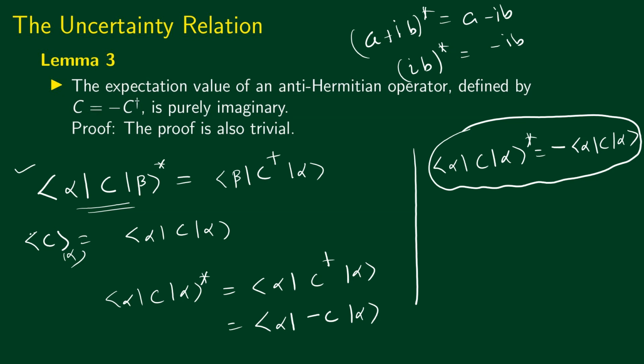So if the complex conjugate of a number is itself, then that number is real. And if the complex conjugate of a number is minus the same number, then that number is purely imaginary. That's what we have used here to say that the expectation value of an anti-Hermitian operator, defined by C equal to minus C dagger, is purely imaginary. All right. Now we have three lemmas. We can prove the generalized uncertainty relation using these three lemmas.